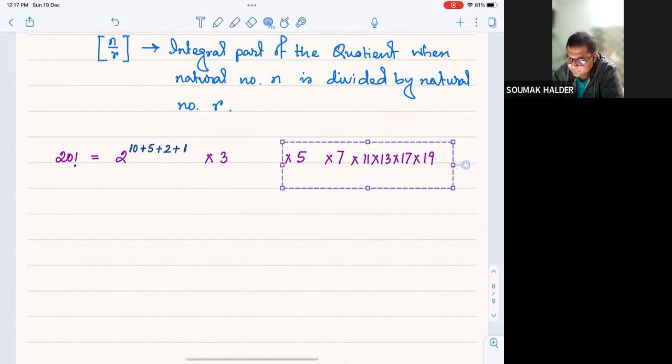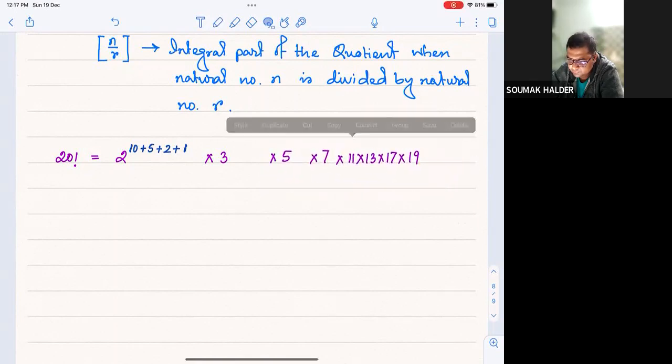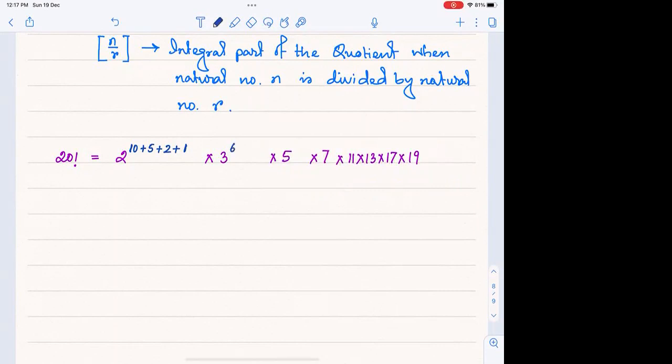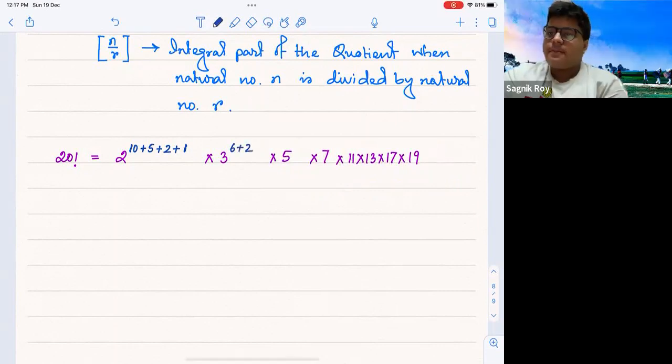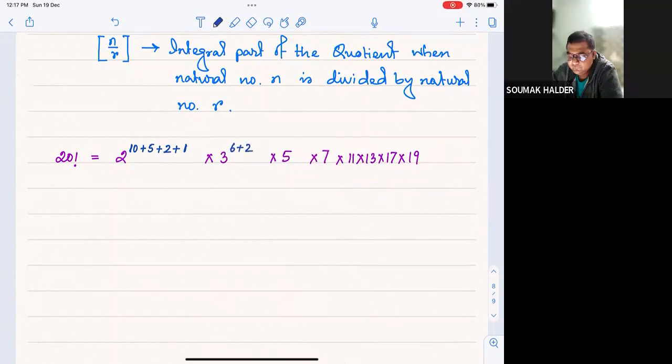For 3, sir, 3 is available for 6 numbers and 3 square for 2. Very good. For 5, sir, 4. For 7, 2.